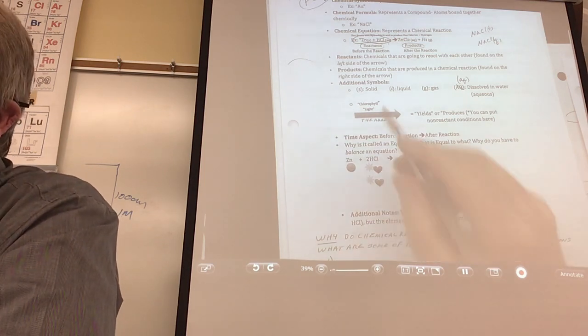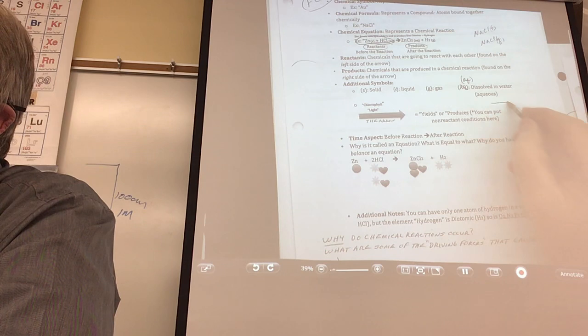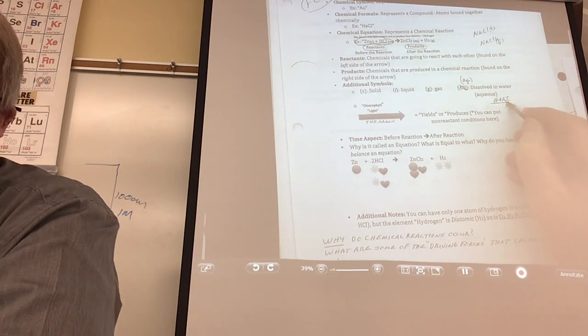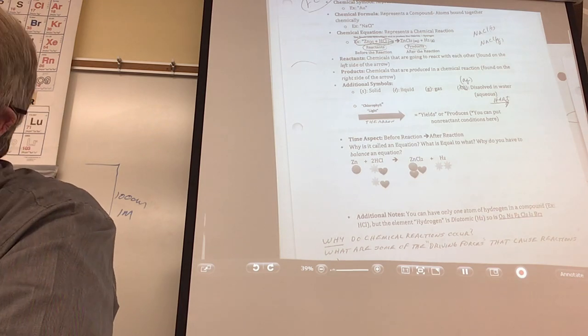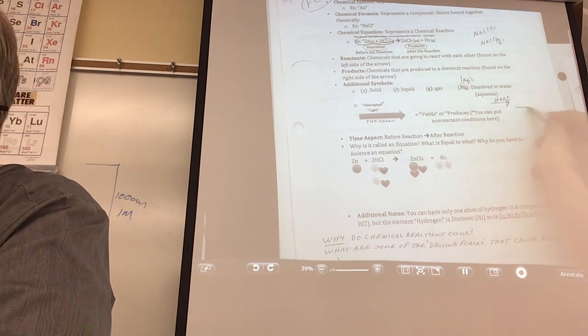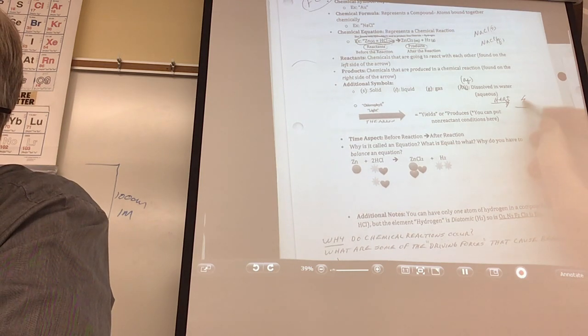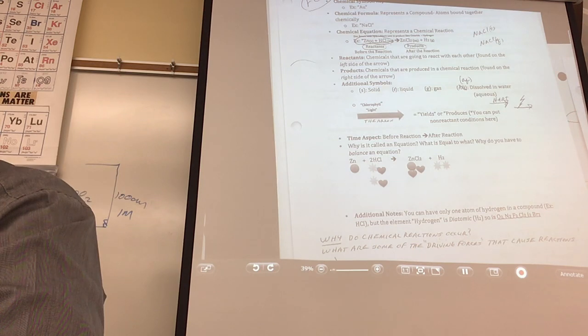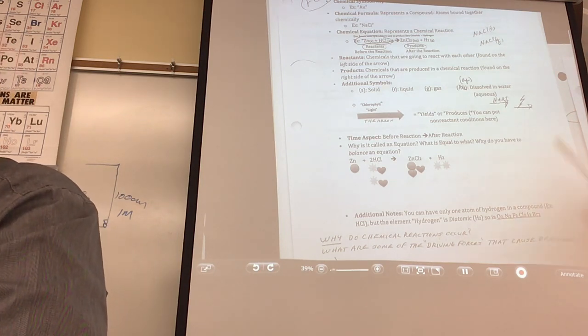Like, what if I said heat? Heat is not a reactant. It's not a product, but if I don't heat this reaction, it won't happen. What if I said, I don't draw it very well, but what if I said you needed electricity? That's not a reactant. It's not a product. And so I put it on top of the arrow.